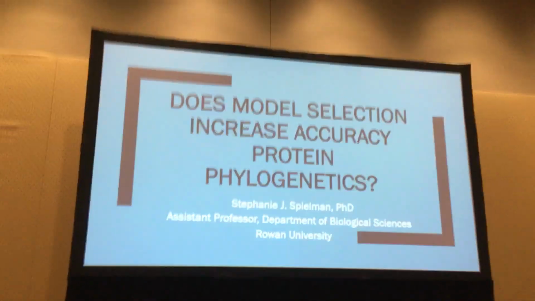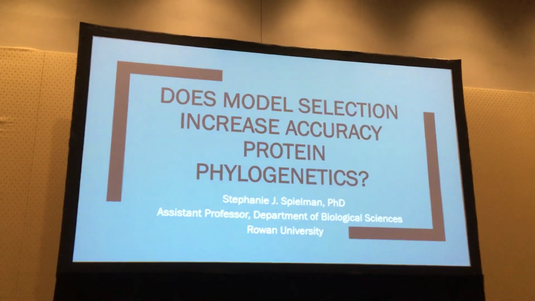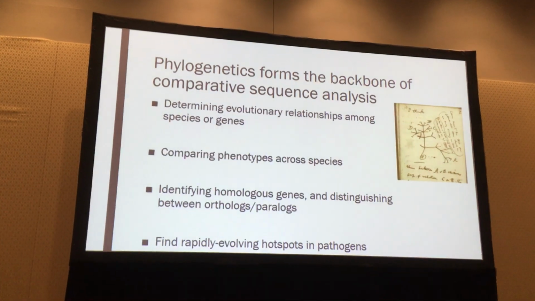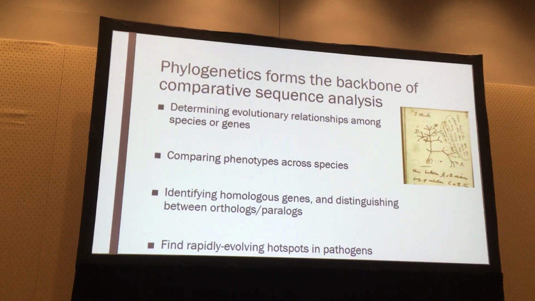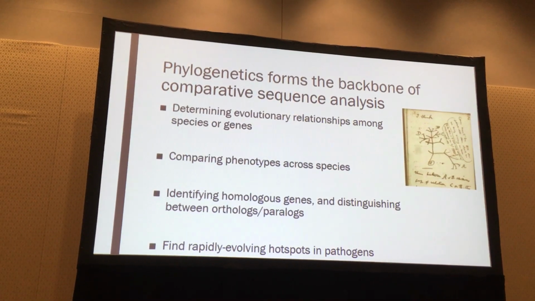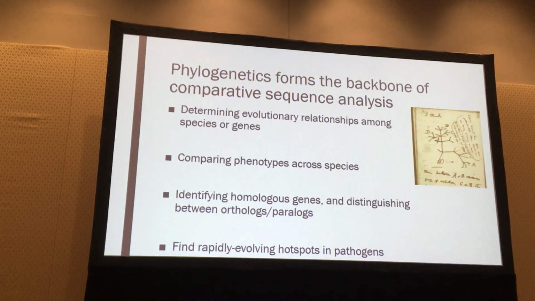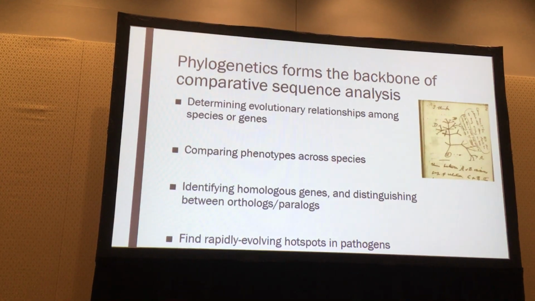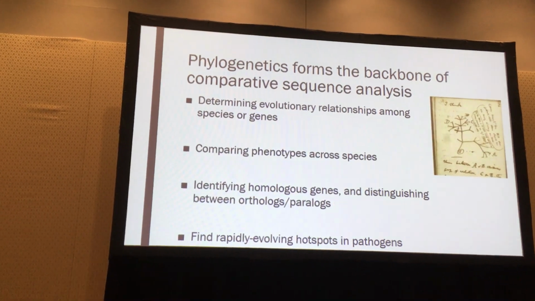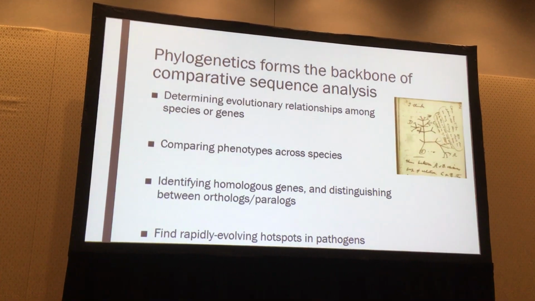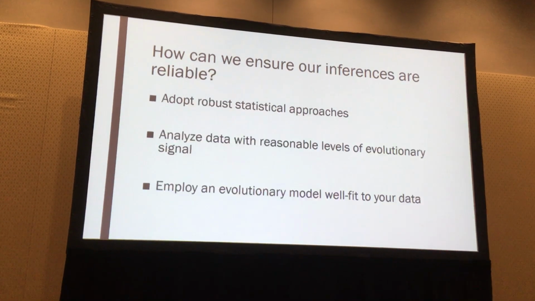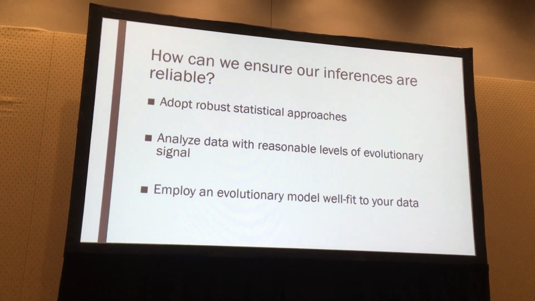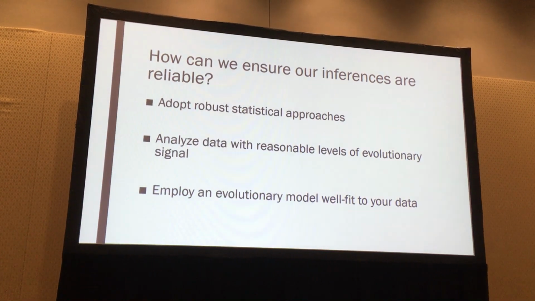This will either make you very happy or very sad over the next 15 minutes. So first, in general, phylogenetics forms the backbone of comparative sequence analysis. Any type of thing that we do that's comparing different species to each other, involving genes, determining evolutionary relationships, comparing phenotypes, we basically need a phylogenetic structure in order to properly control for shared ancestry, right? So a key thing is we need to make sure that our inferences in phylogenetics are reliable.